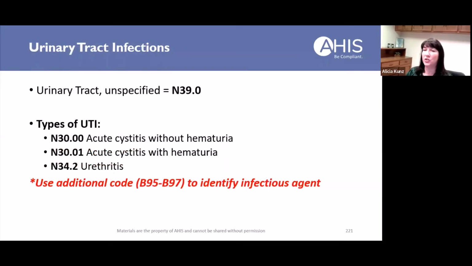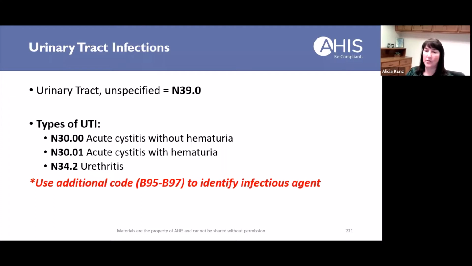Urinary tract infections, that N39.0 code, we've seen it before. That was yesterday, first day, we went over coding urinary tract infections. Remember, you need a secondary code for the causal organism if it's documented. But then you can see here, it breaks down by type.